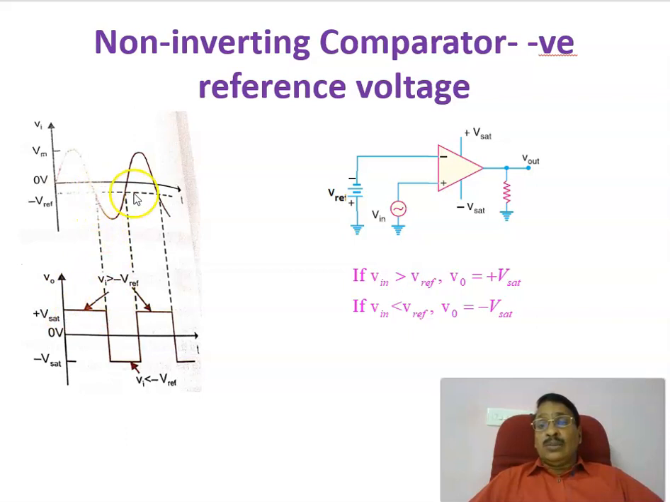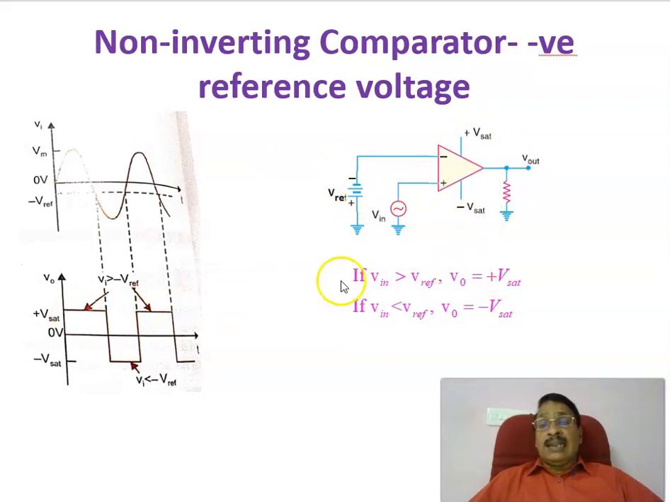Now from here to here, you can see that input voltage is less than the reference voltage. That is why the output is equal to minus V sat. Then again from here you can see that input voltage is more than the reference voltage. That is why again it is changing to plus V sat. Therefore, the output will be either plus V sat or minus V sat.